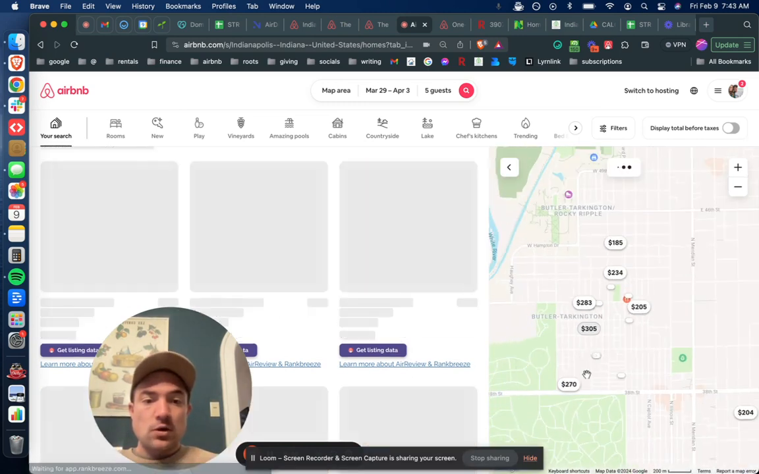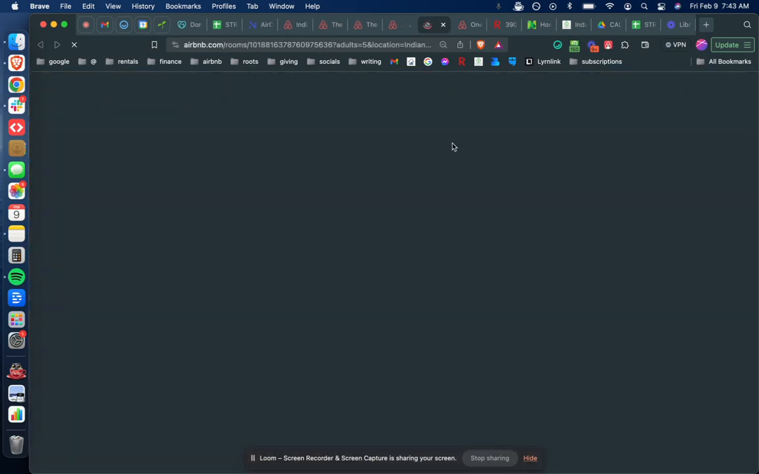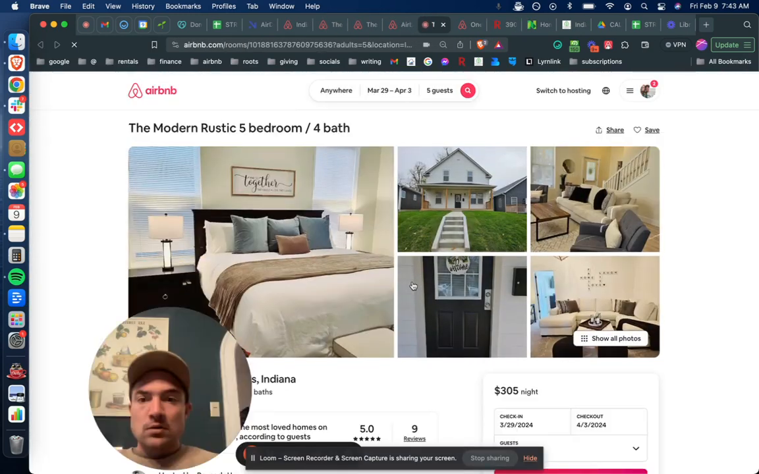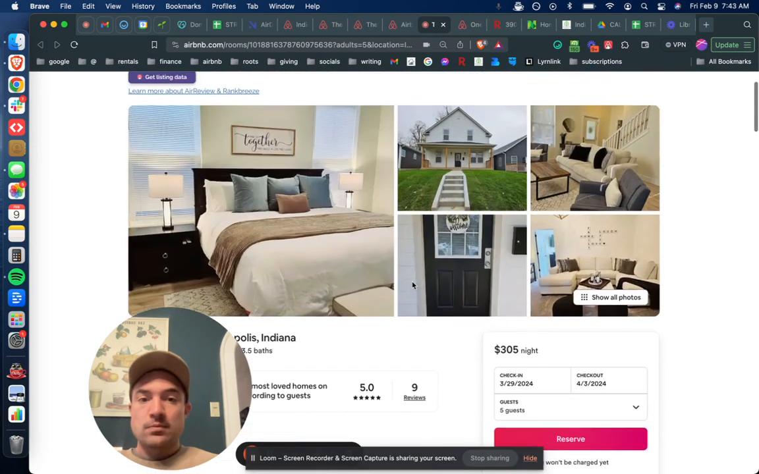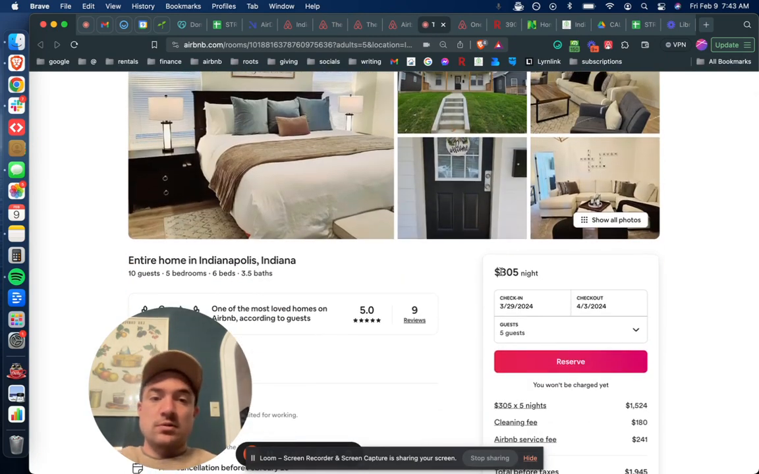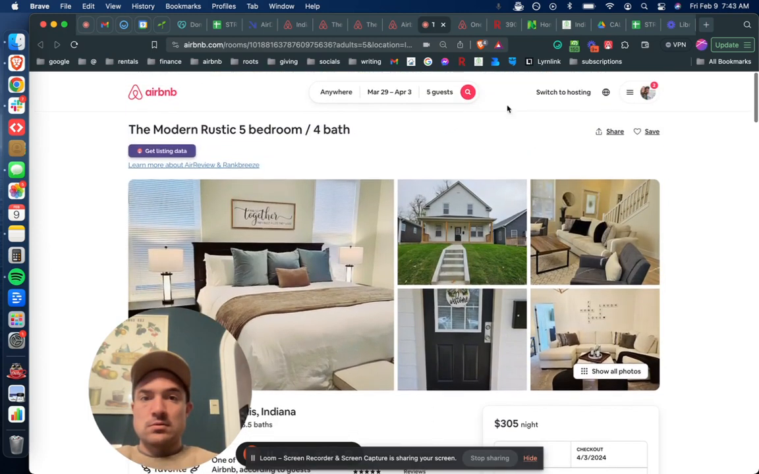Okay, so ours is located right here. Let's look at our neighbors here. So this is a competitor here, charging $305 a night, with the total before taxes $1,945 for 5 nights. So it is going to be higher than 305, but that's good to know. Let's keep looking.